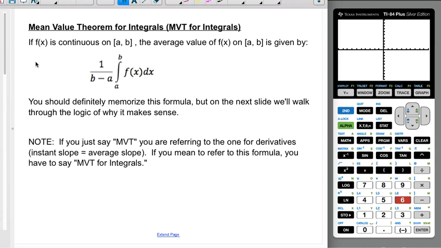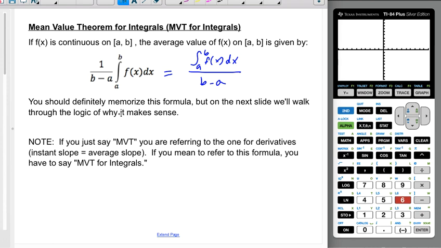So the mean value theorem for integrals, or MVT for integrals, is that if f of x is continuous on the closed interval from a to b, the average value of f on that closed interval a to b is given by the integral from a to b of f of x dx times 1 over b minus a. Another way to think about this, and we'll spend a little more time on this in a second, is that it's the integral over the width of the interval, right? So you definitely want to memorize this formula. The next slide will walk through why the logic of it makes sense.